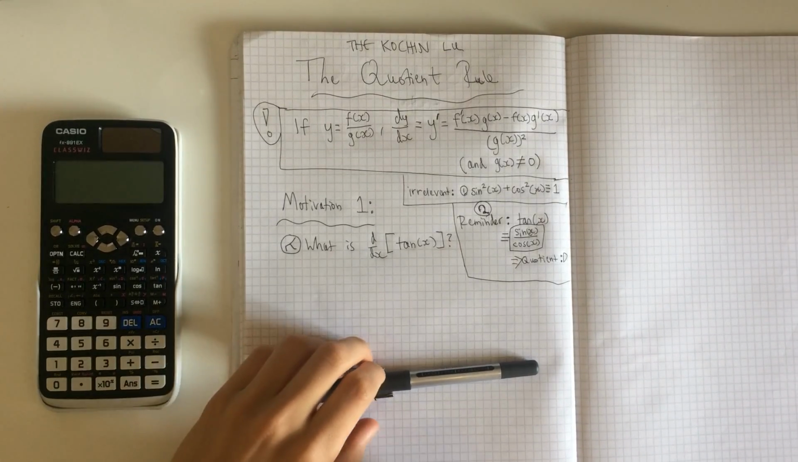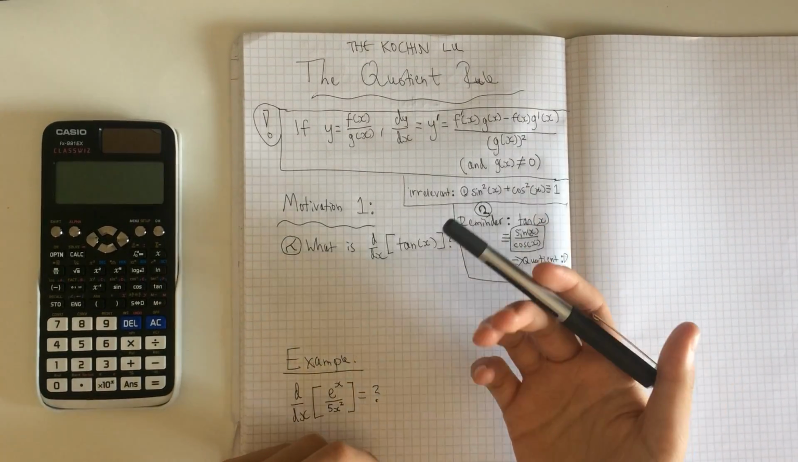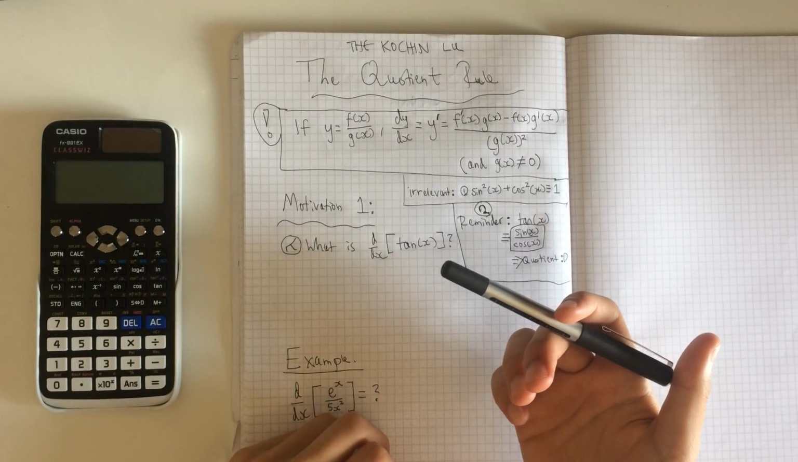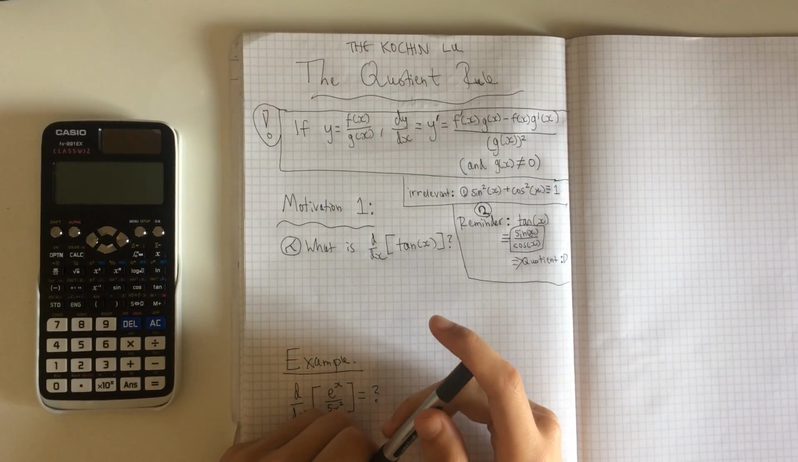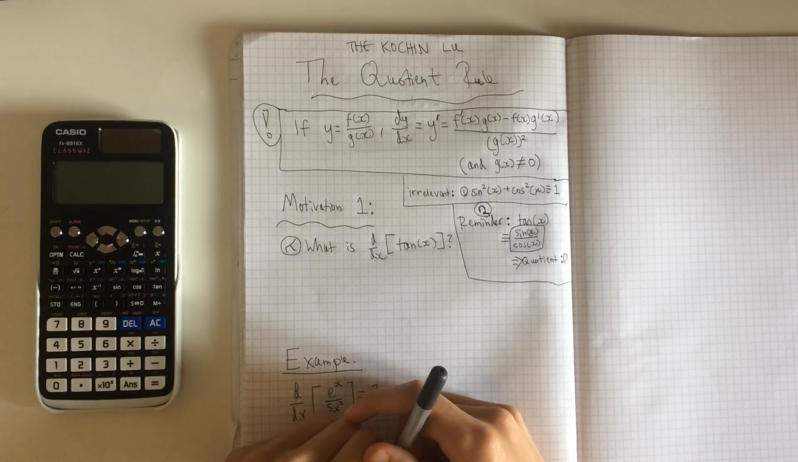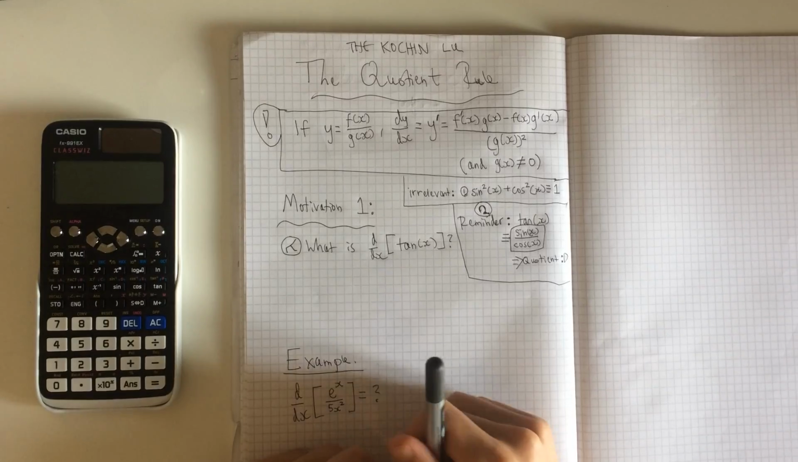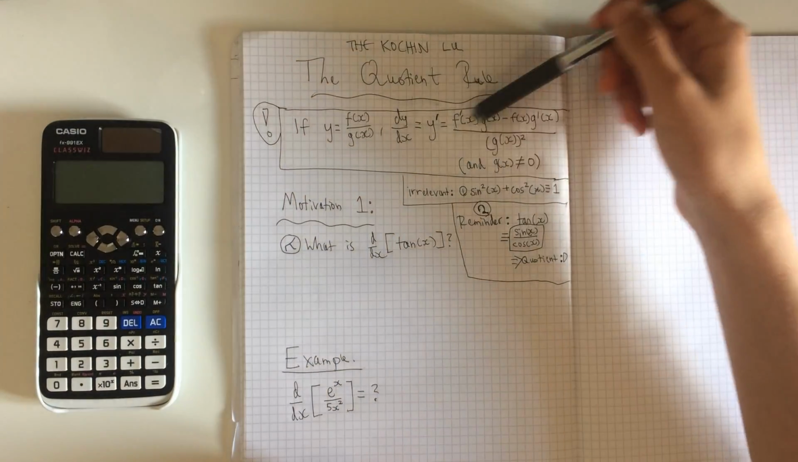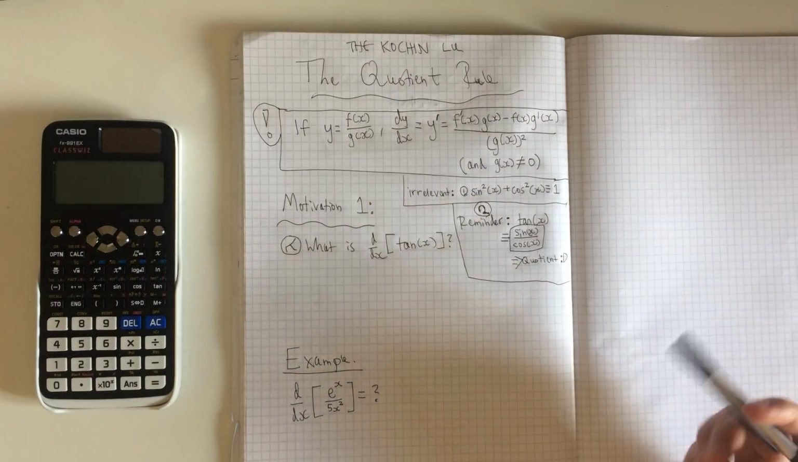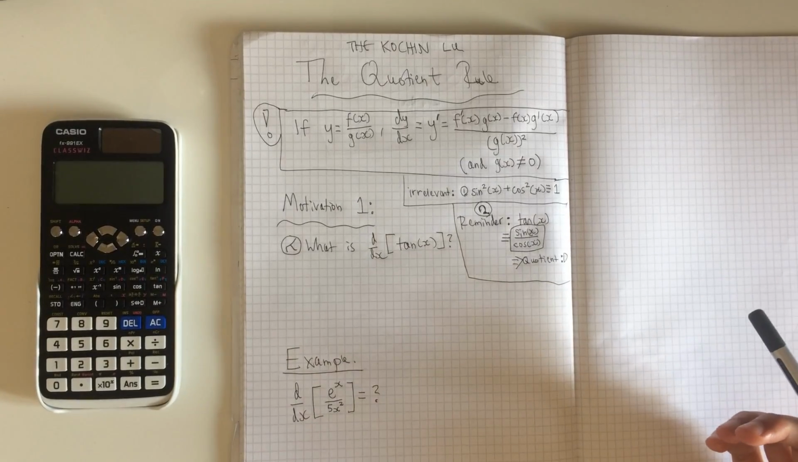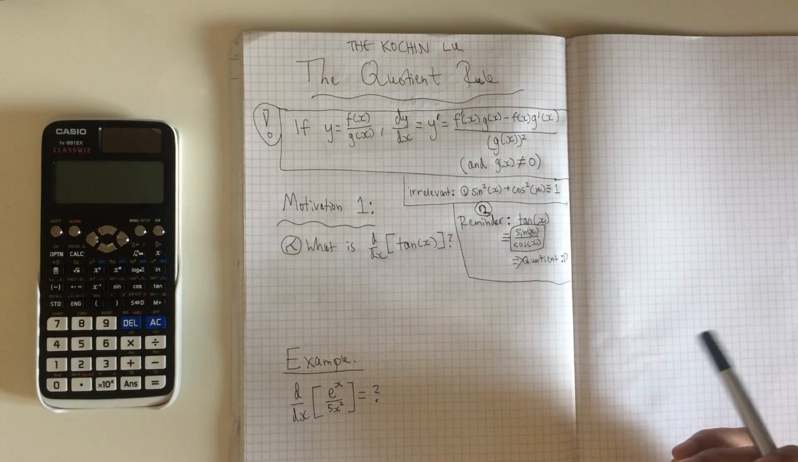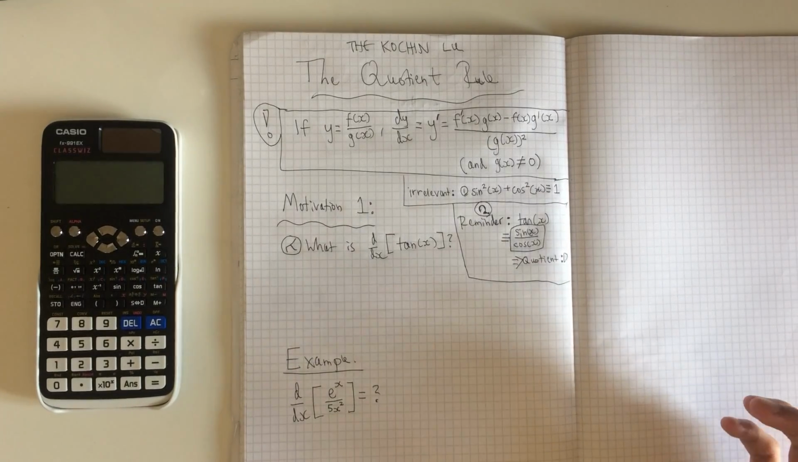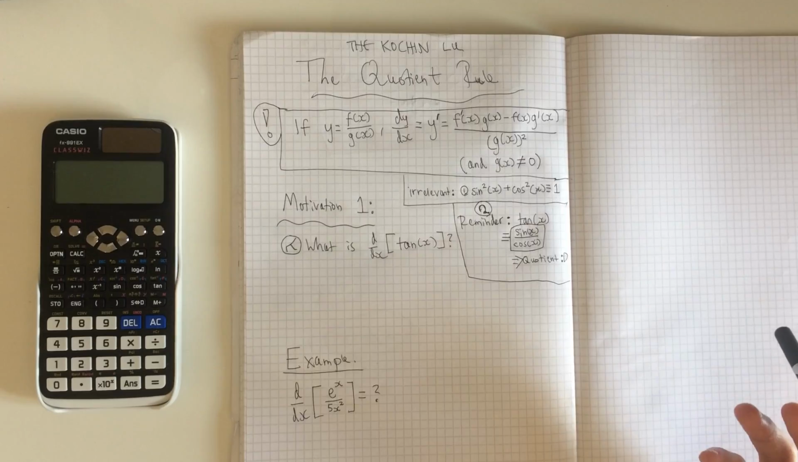Hello everyone, today I'll be introducing you to a new rule in calculus, and its name is the quotient rule. When people first encounter this, I think the most common reaction is thinking that it's really difficult because it has quite a long expression: f prime of x times g of x minus f of x times g prime of x, divided by g of x squared, which seems really hairy and really difficult to remember.